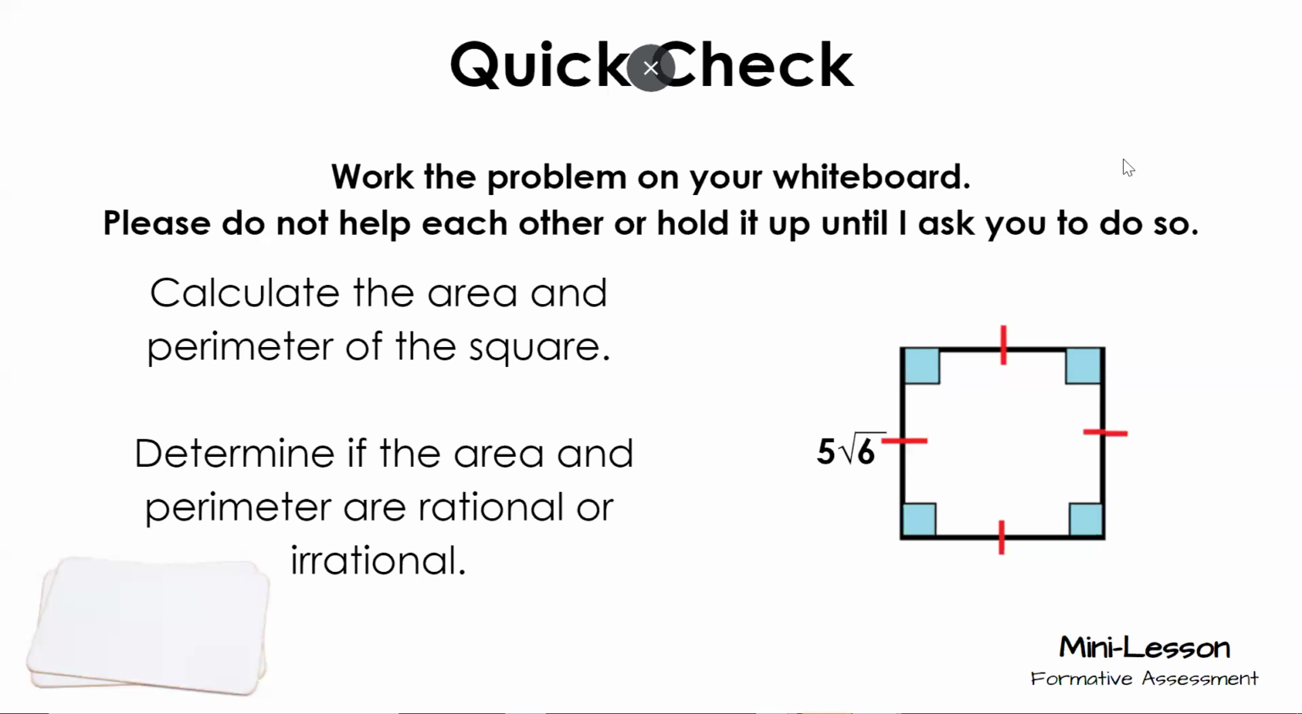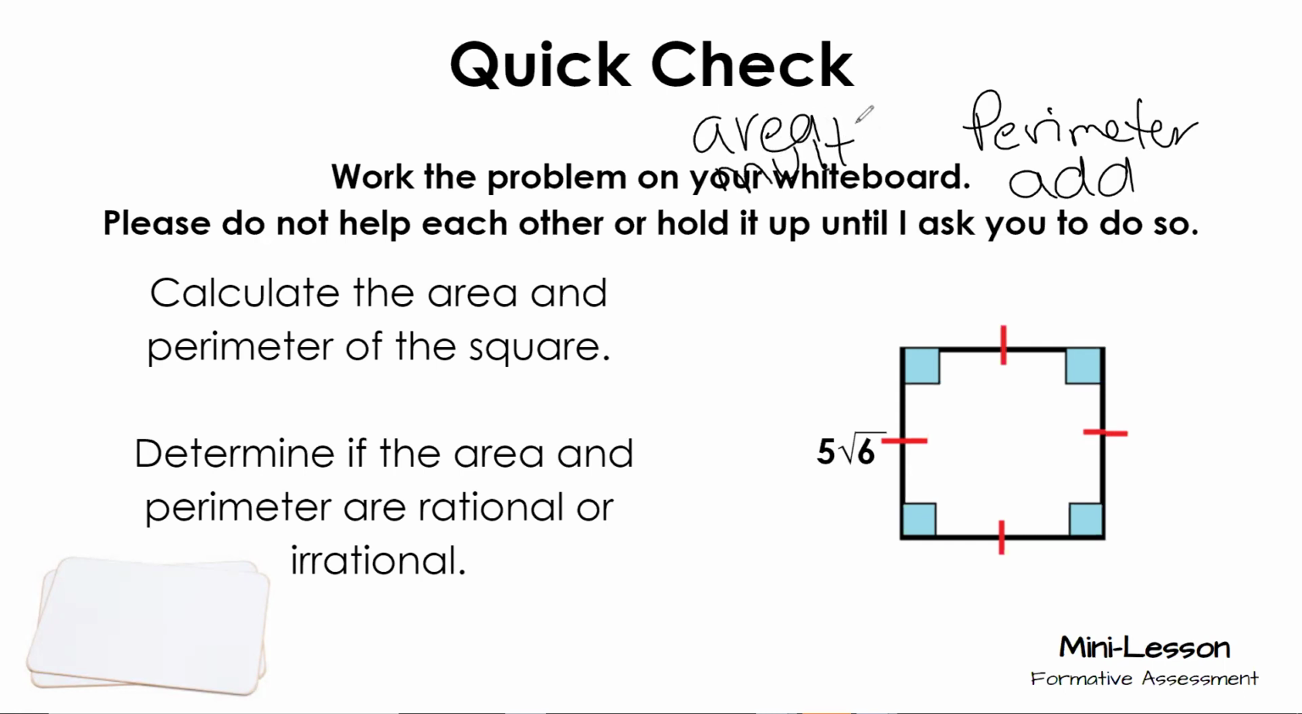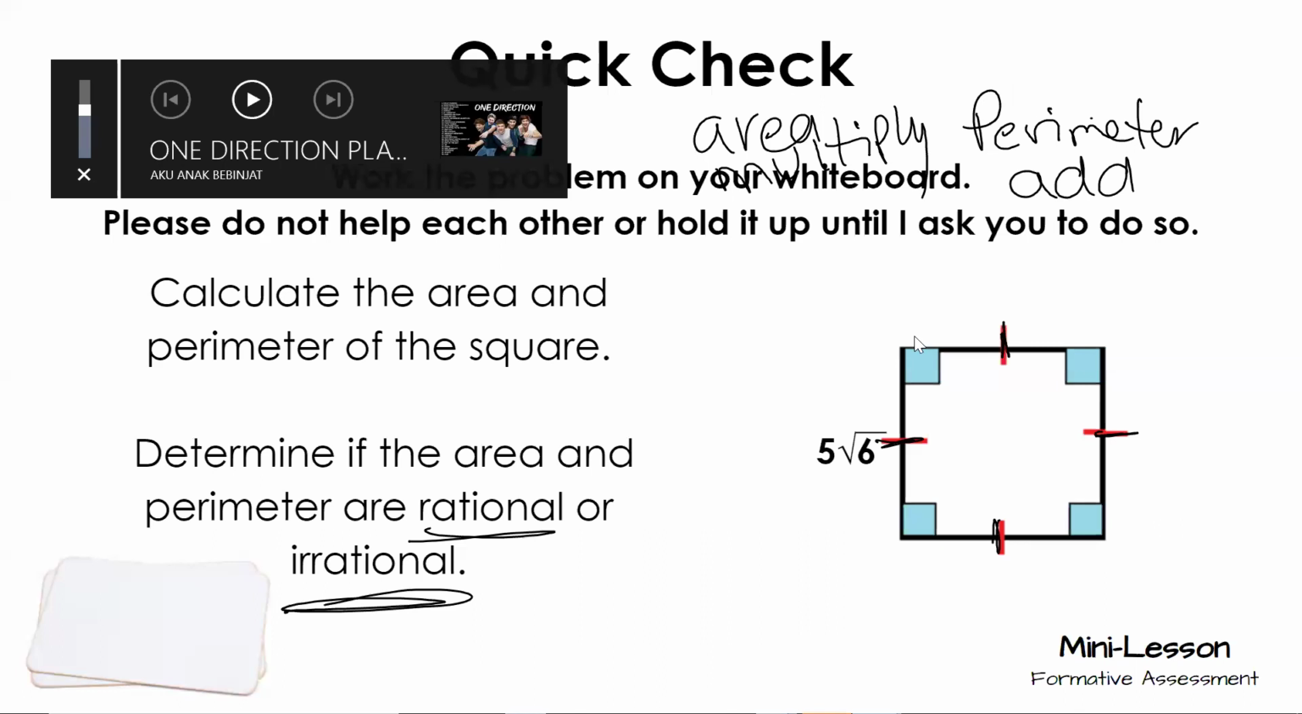You're going to calculate the area and the perimeter. Remember, perimeter is you add, and then the area is you multiply the sides. This little hash mark means that all sides are equal. Okay, so you're going to add them up, all sides, that'll be the perimeter. Tell me if it's rational or irrational. First things first, let's do perimeter. Do you need to simplify this at all?